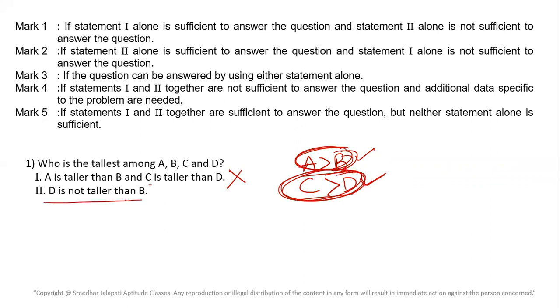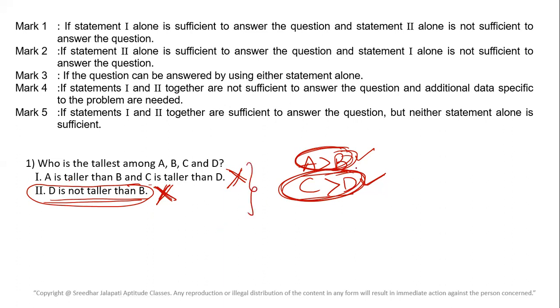Second, D is not taller than B. If D is not taller than B, just from this statement, can you say who is tallest? So 2 alone is also not sufficient. 1 alone is not sufficient, 2 alone is not sufficient. Next, what you have to do? Combine. When individually the statements are not sufficient, next you have to combine.